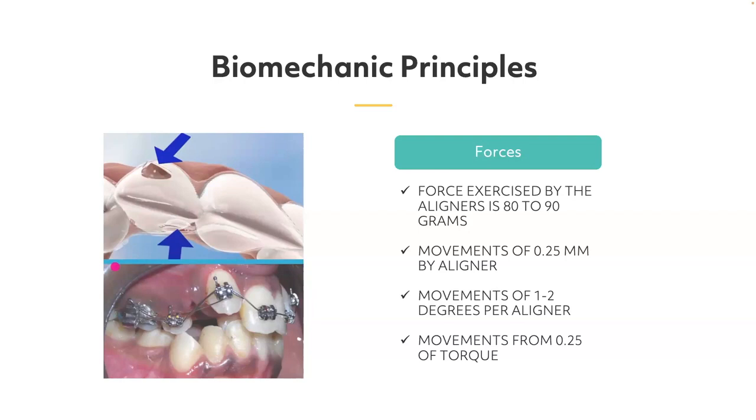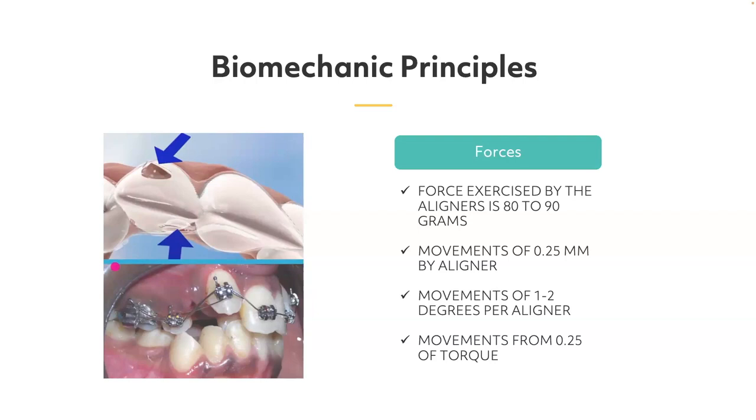And if we talk about forces, the aligner creates a force of 80 to 90 grams per aligner, which is more force than the brackets and wires produce. That means the treatment plan can be reduced. Then we have movement, which is 0.25 millimeters per aligner. If we try to move more than 0.25 millimeters per aligner, we can affect the periodontal ligament and the bone.